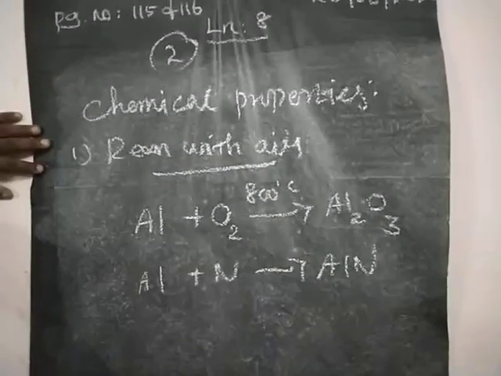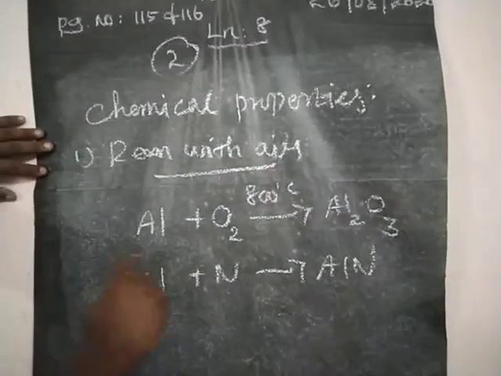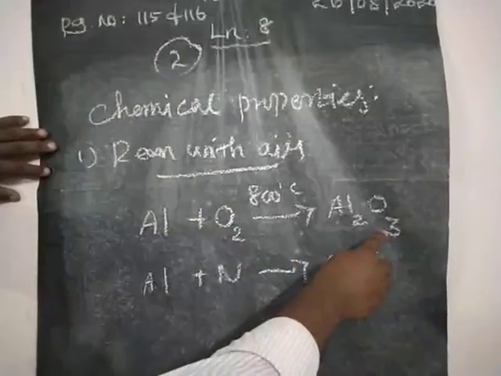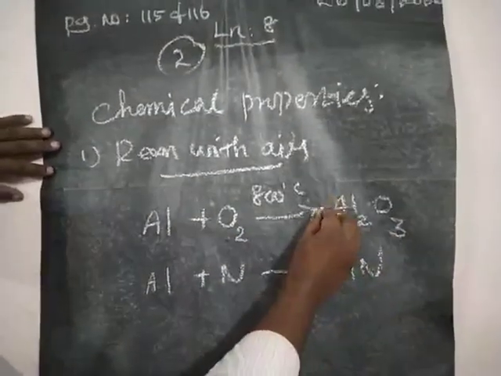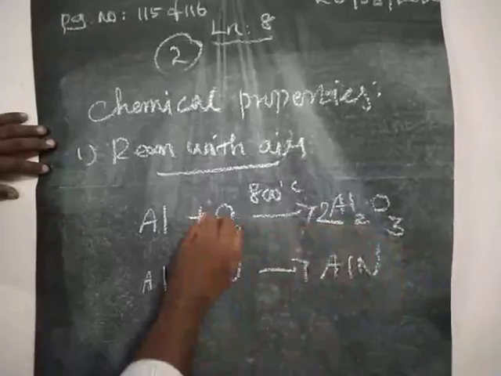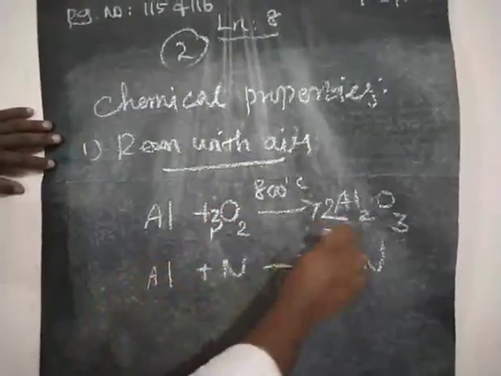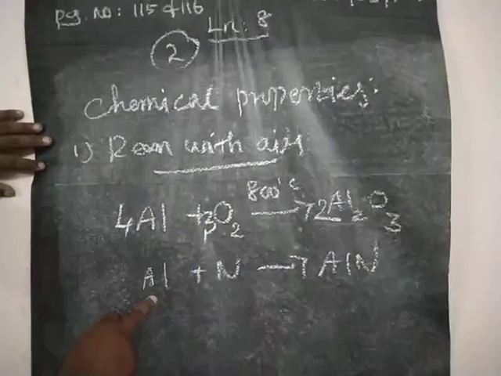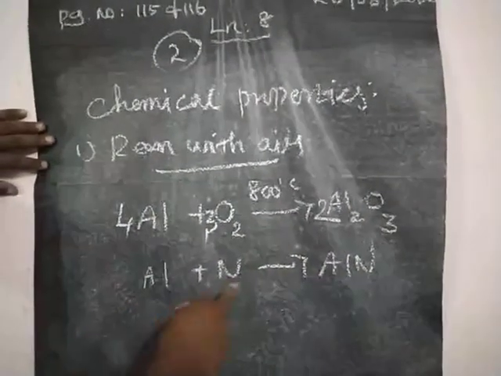Aluminium nitride. So how to balance this equation? Here 2 oxygen atoms are there, here 3 oxygen atoms are there. So we have to multiply with 2, giving 6 oxygen atoms. Here 3. Here how many aluminium atoms are there? 4. So here 4. Here only 1 aluminium, 1 nitrogen.